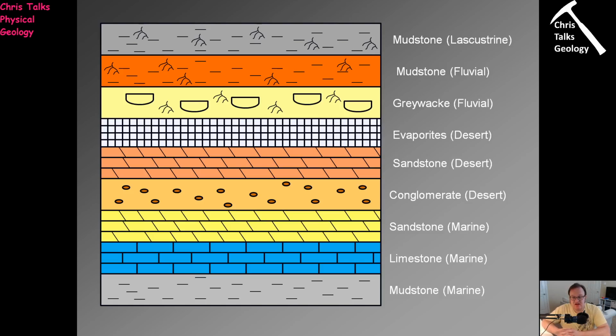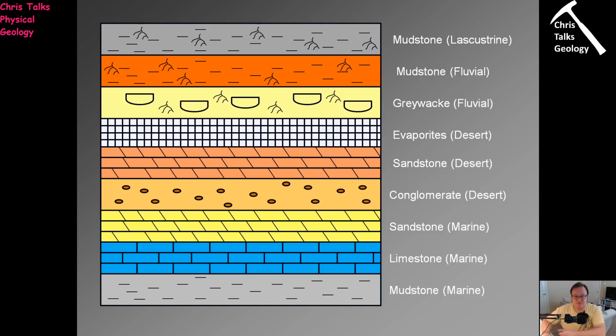As you can see, here I have a sequence of 9 rocks. At the bottom I have a marine mudstone, then a marine limestone, marine sandstone, desert conglomerate, desert sandstone, desert evaporite, fluvial greywacke, fluvial mudstone, lacustrine mudstone. So you can see I have 9 layers of rock.